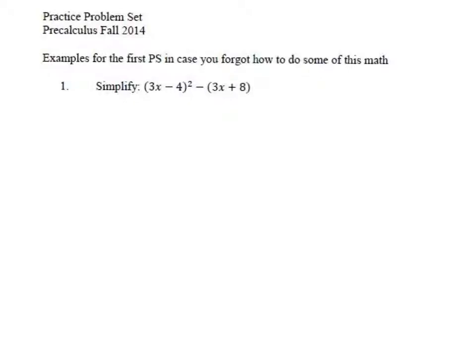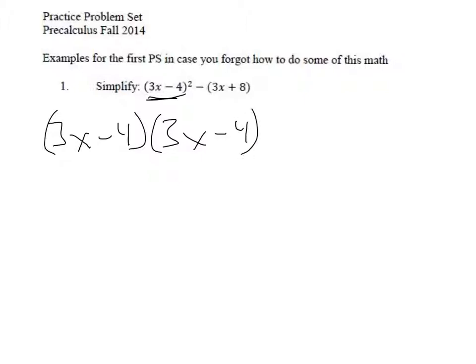When you see a problem like this, you've got to remember that you have a binomial to the second power. That means you're going to write it twice and FOIL it. What I don't want you to do is just square 9x squared plus 16. That's not following order of operations. So I'm going to just do the FOILing.